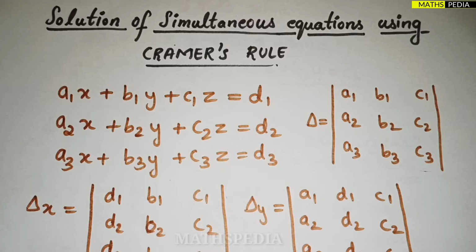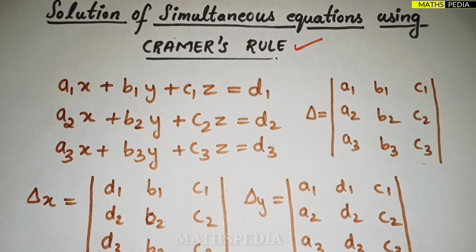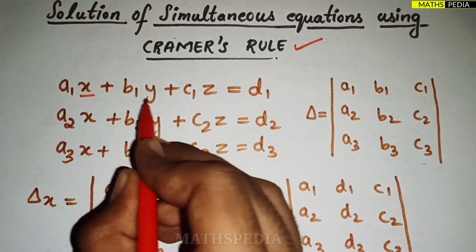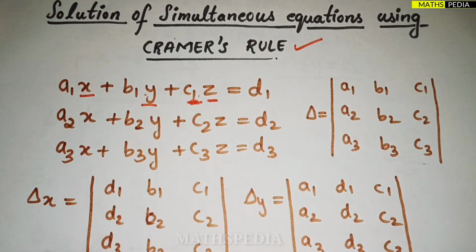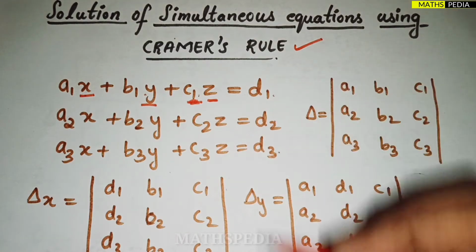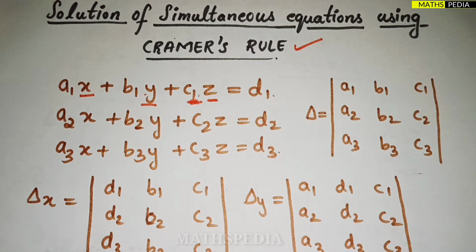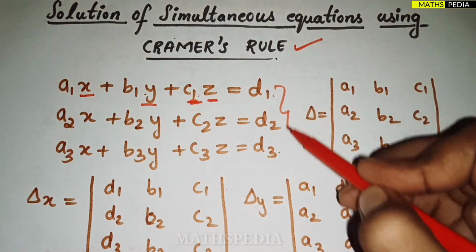So in this video, we learn the solution of simultaneous equations using Cramer's rule. Okay, Cramer's rule. Now here I have taken three equations. So here we will be seeing three variables x, y and z, and therefore three equations. d1, d2, d3 are the constant terms which should be on the right hand side. So this is standard form.